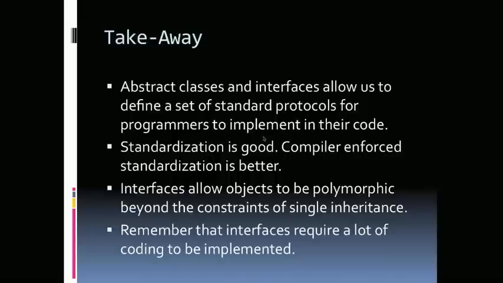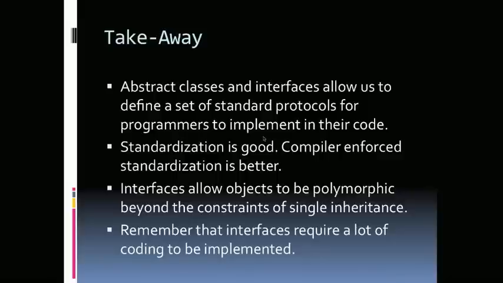So here are some key takeaways. Abstract classes and interfaces allow us to define a set of standard protocols for programmers to implement in their code. What's really great here that I think a lot of students don't quite get, and I made some comments about this on the course, is that everyone on your software team or around the world can agree to have methods named a certain thing that returns a certain value.